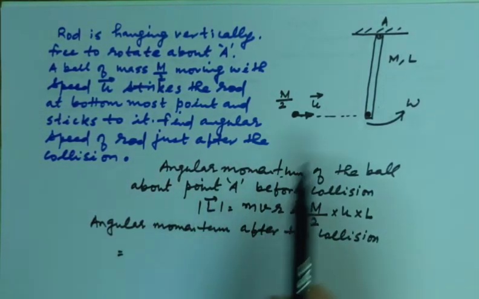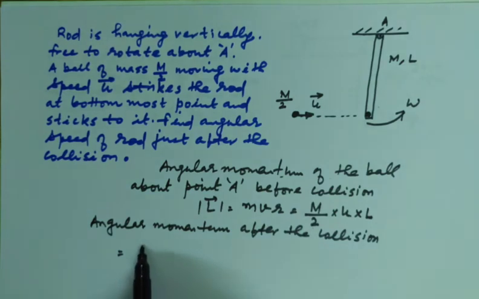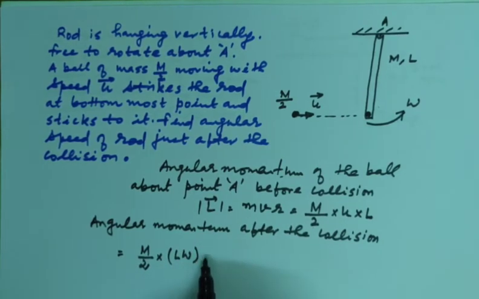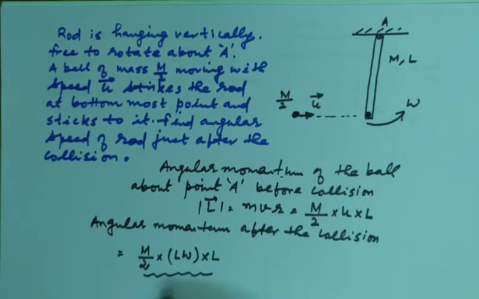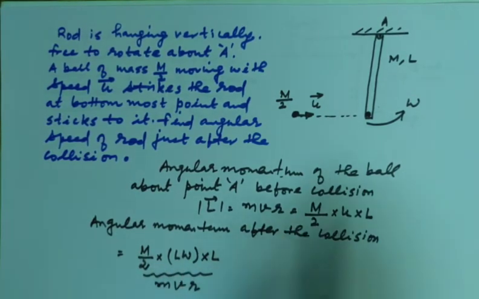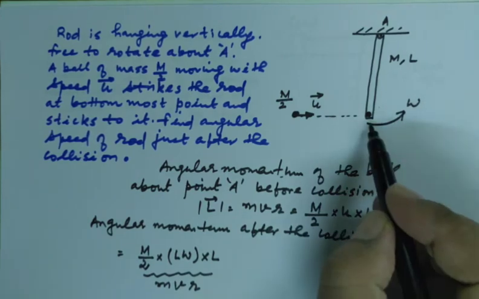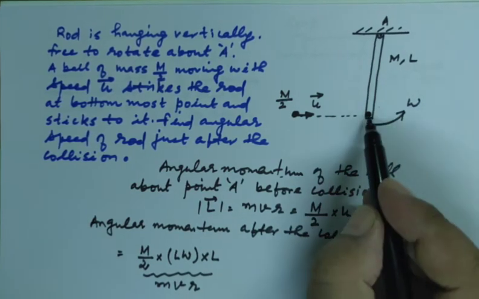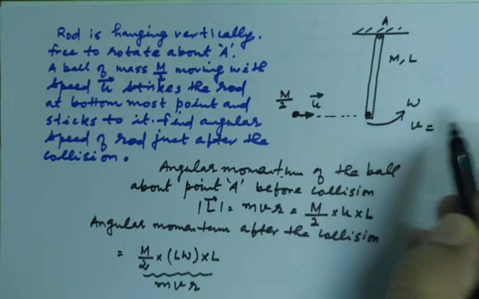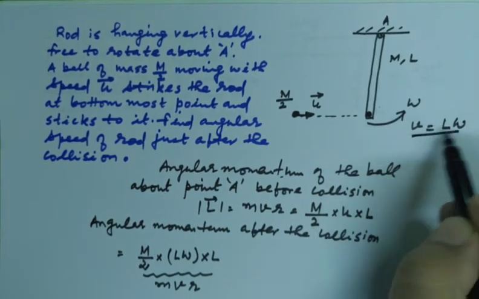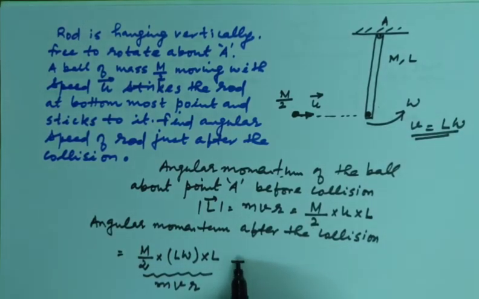So angular momentum of the ball after the impact would be mass, its velocity L omega, into L. See, this is nothing but mvr. This is mass of the ball, L omega. See, if the whole system is moving with the speed omega, then the speed of bottommost point would be L omega. We all know that. Plus angular momentum of the rod.